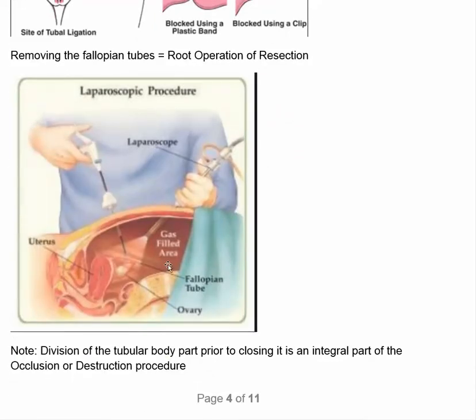And this is a picture of the laparoscopic procedure of working on this occlusion of the fallopian tubes.